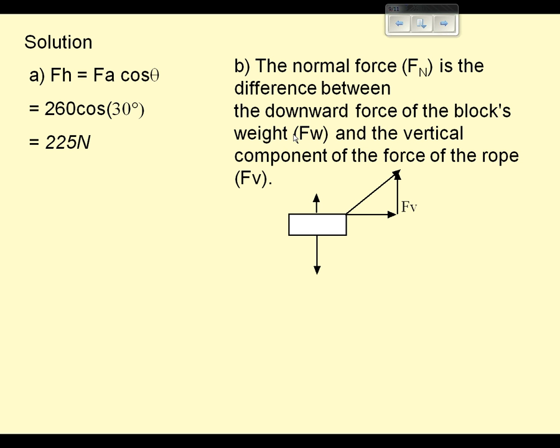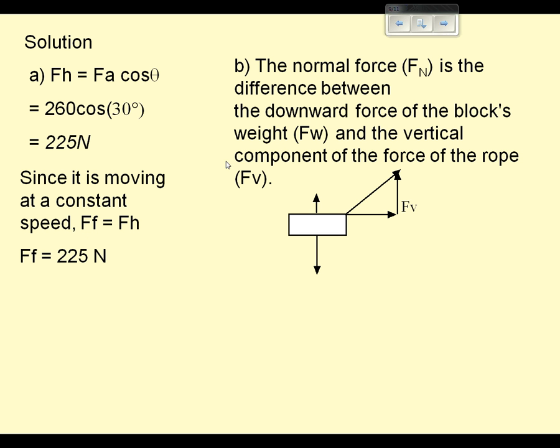He's absolutely right. Ben was right, Alex is right. Yes, the normal force right here is less. Why is it less? Because this vertical component takes some of the load off. So the sum of these two arrows here should equal the weight force. The more you lift up, the less normal force, the less the table has to do the job, and therefore the less friction. So the normal force Fn is the difference between the downward force of the block's weight and the vertical component of the force of the rope.